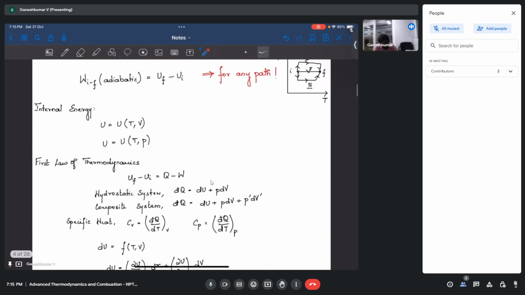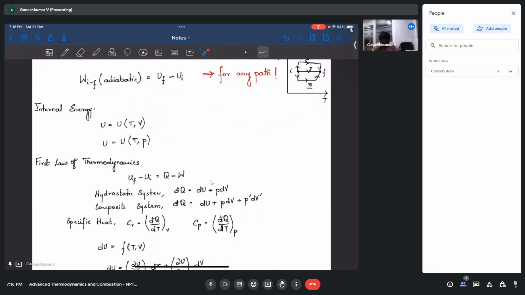All right. And then we defined what this internal energy function is. We call this a function because internal energy is going to depend on two independent variables. Either it will depend on T and V, or it will depend on T and P. Either of the two independent variables it will depend on. That's why it is called a function. It is a function of temperature and pressure, or temperature and volume.